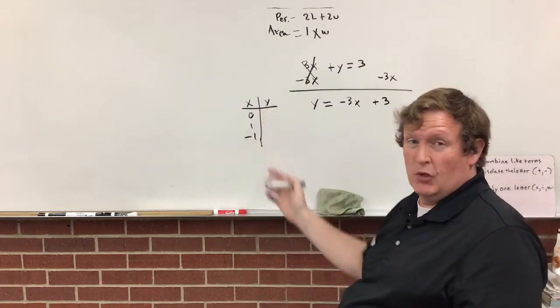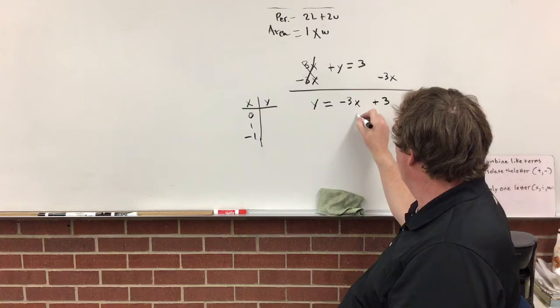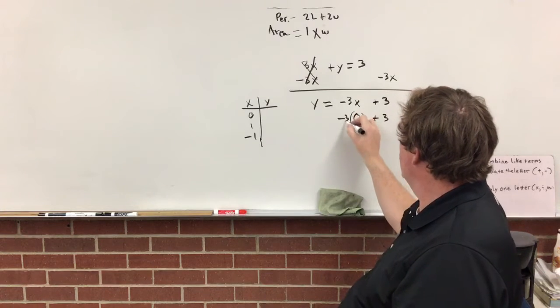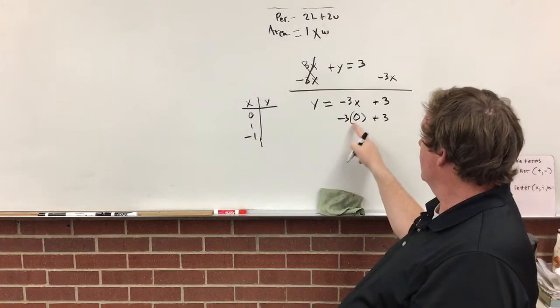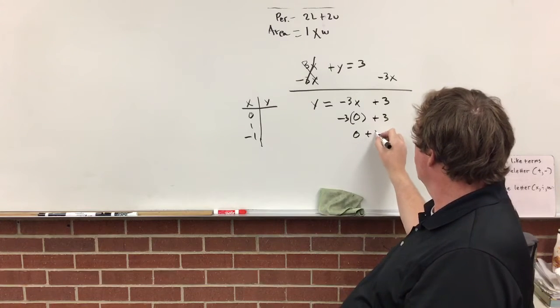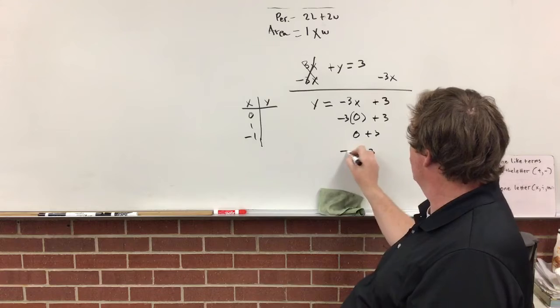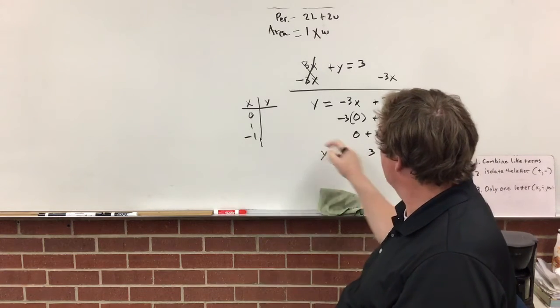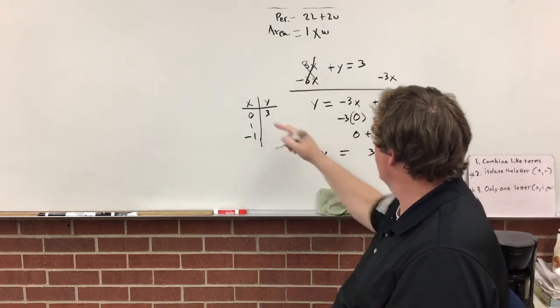Okay, so we give our first x points, 0, 1, and negative 1. So if x is 0, remember this, solve that. Negative 3 times 0 is 0, plus 3 is 3. So in this situation, y equals positive 3. So my first pair is 0, 3.